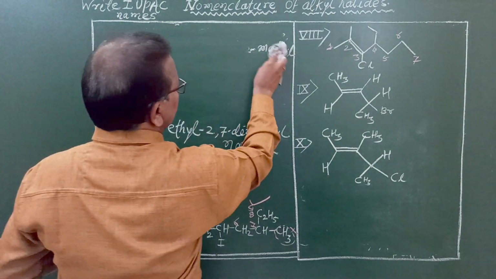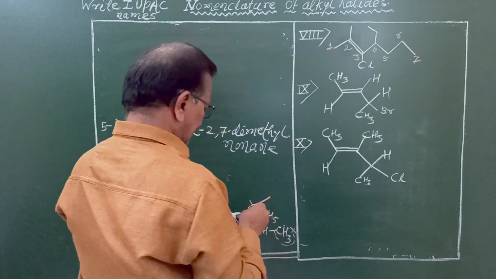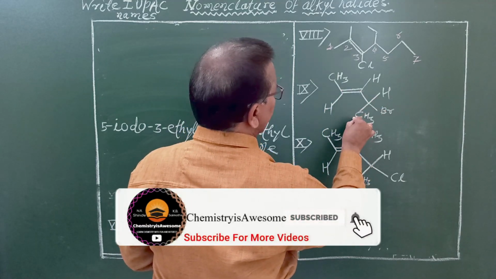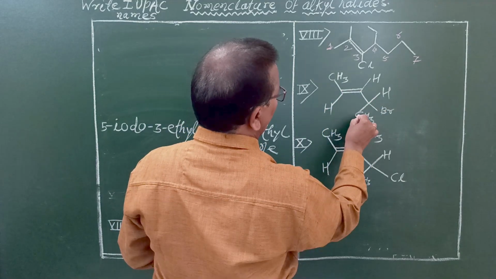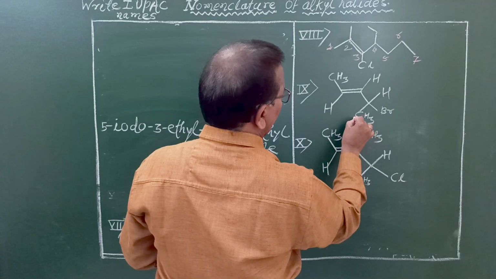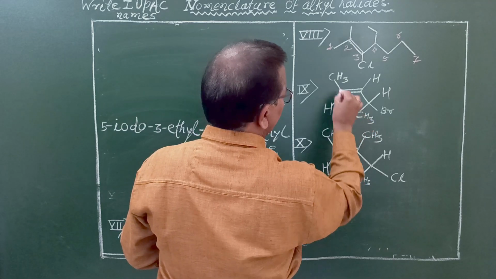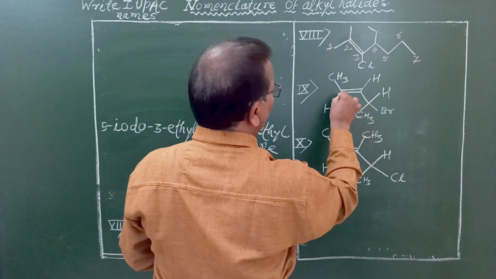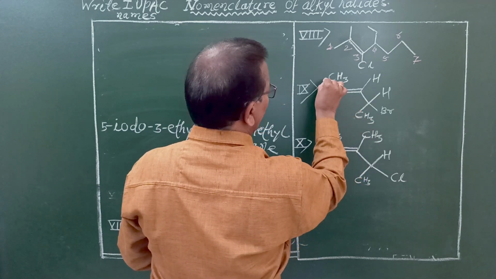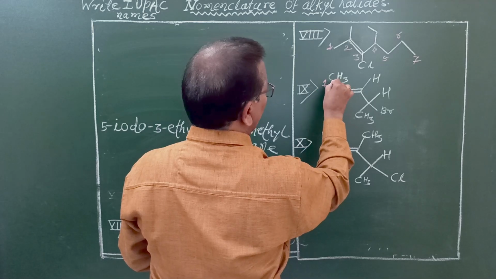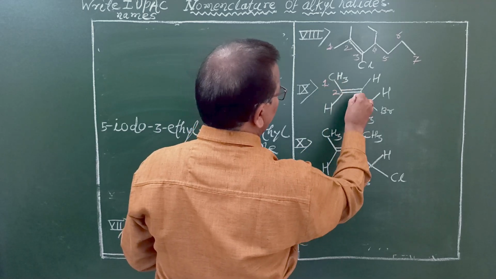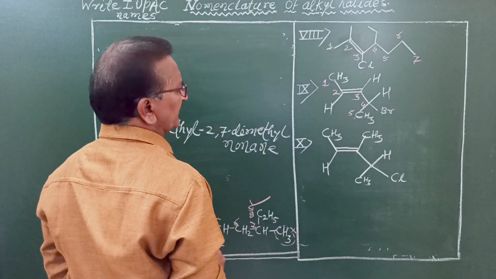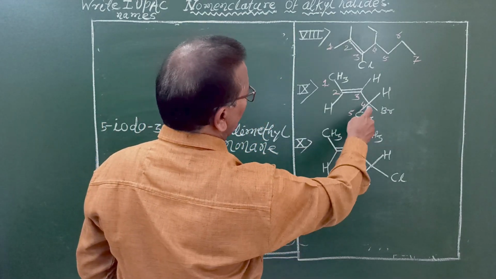Let us see the next compound, number 9. In this case 1, 2, 3, 4, 5 carbon atoms are present in the longest continuous chain. We cannot number the carbon chain from this end. This is one end, this is another end. First preference should be given to the double bond. Numbering should be started from that end which is nearest to the double bond. Therefore this is numbered as 1, this is 2nd, this is 3rd, this is 4th, and this is carbon number 5.